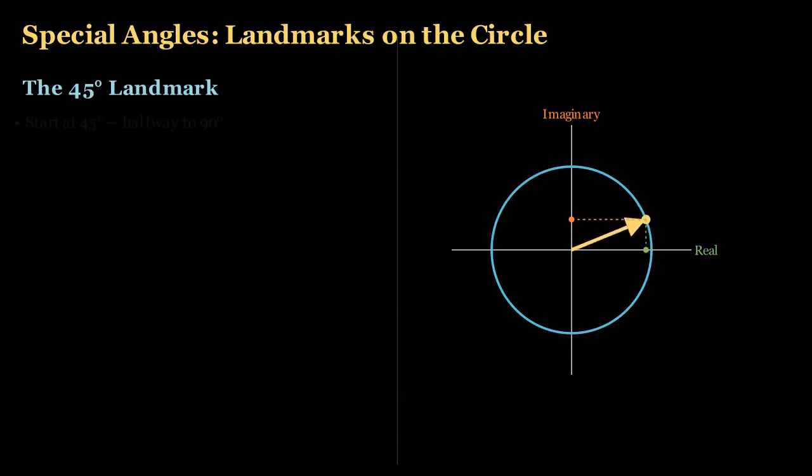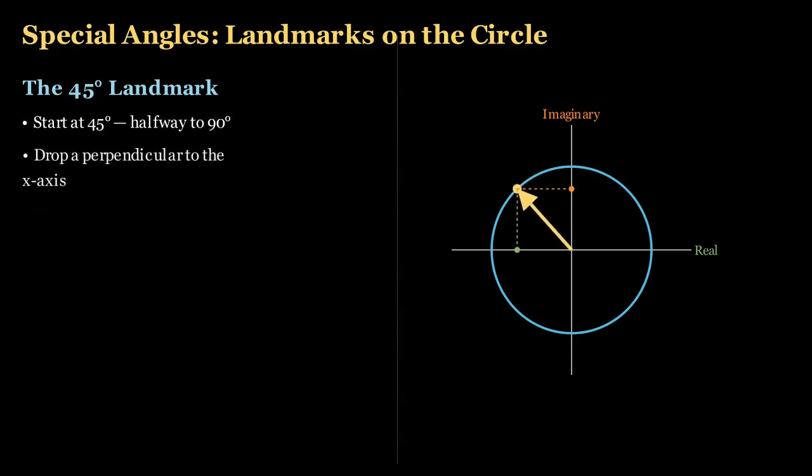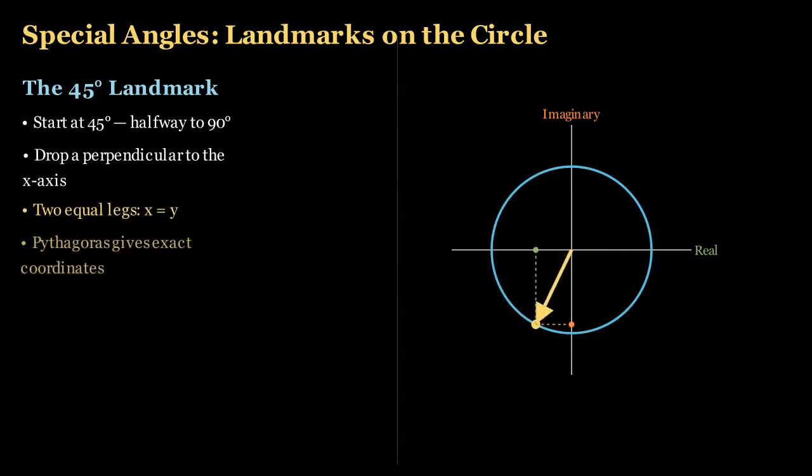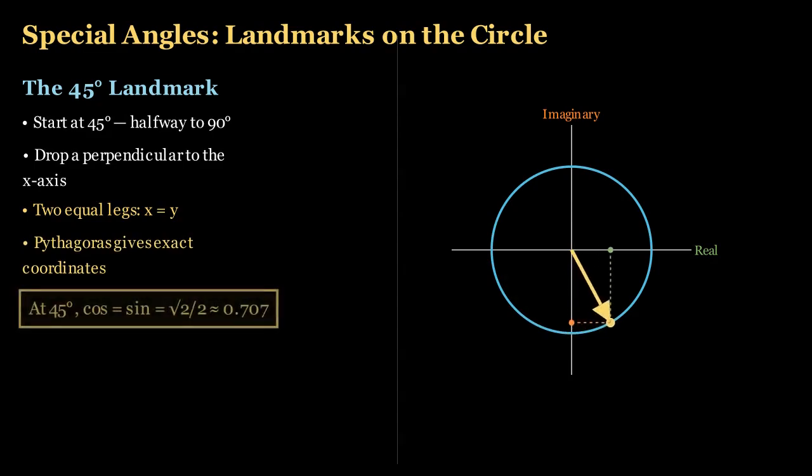We just used symmetry to bounce around the circle. Now let's find exact coordinates, starting at 45 degrees, exactly halfway up the first quadrant. Dropping a perpendicular creates a right triangle with 2 equal legs, so x equals y. Plug into x squared plus y squared equals 1 to get square root 2 over 2, square root 2 over 2.